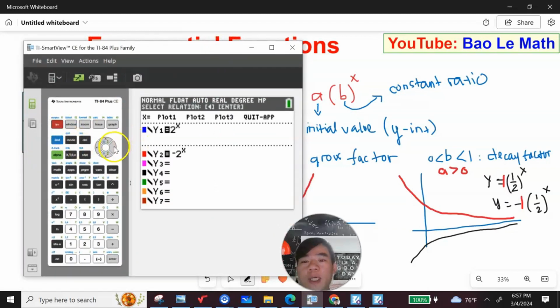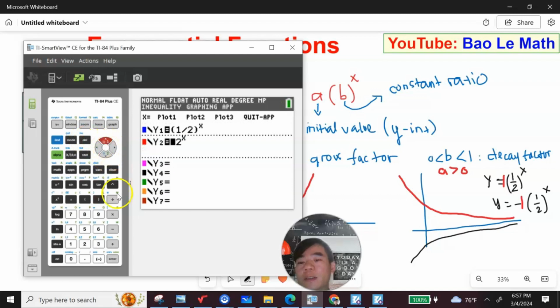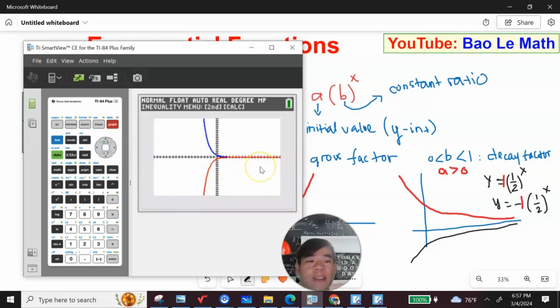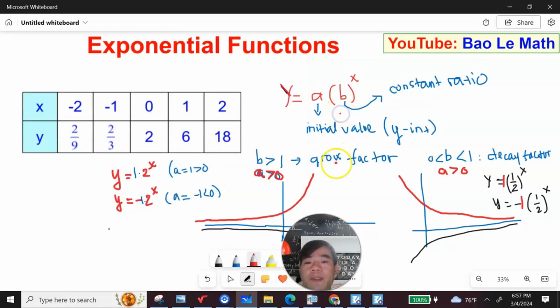For y equals, this one should be 1/2, so I put parentheses, 1/2, close parentheses. Now the second one, negative, parentheses, 1/2, close parentheses, to the power x, and then hit graph. You see that? It looks like this. Positive is above the x-axis and negative is below the x-axis. That's pretty good.